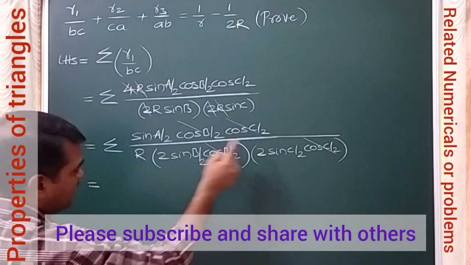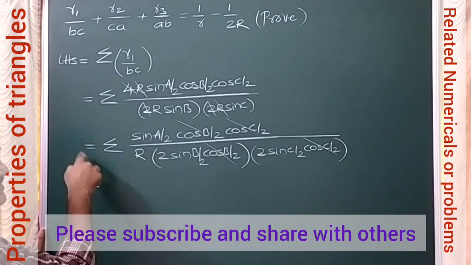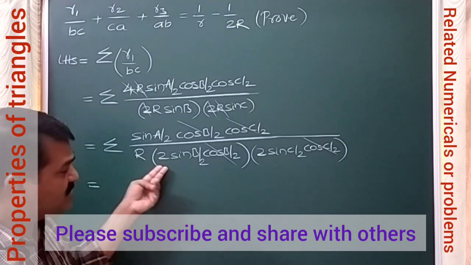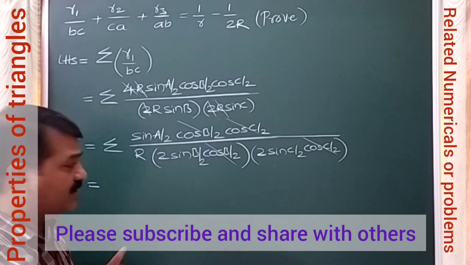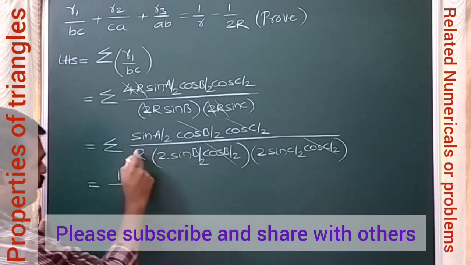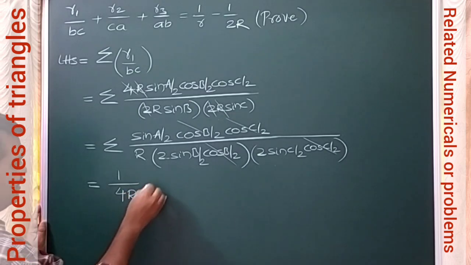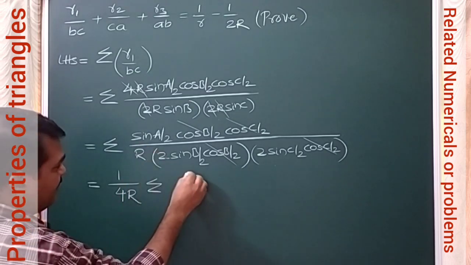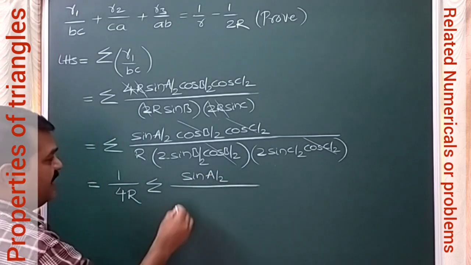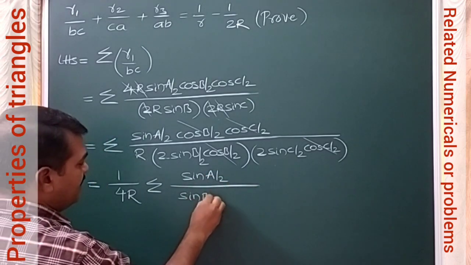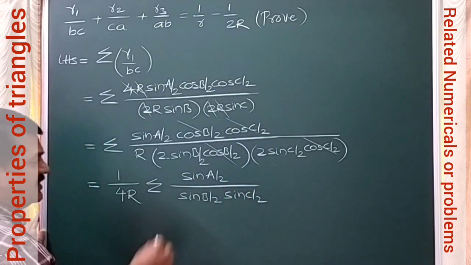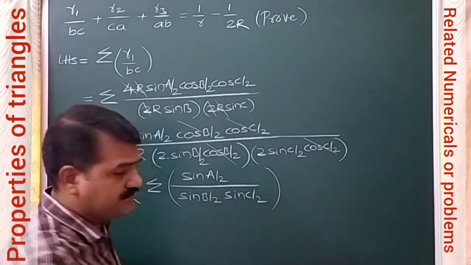And this 4 capital R I will take outside the summation, because 4 is a constant which is independent of the summation, and capital R is also independent of the summation. Therefore the denominator 4R I am taking outside the summation. So inside the summation, sin A by 2 by sin B by 2 sin C by 2 is left.